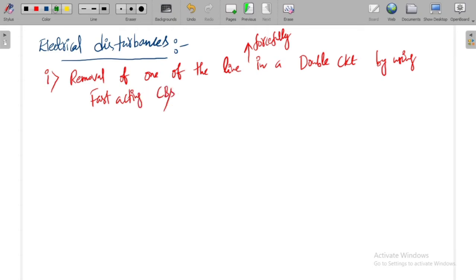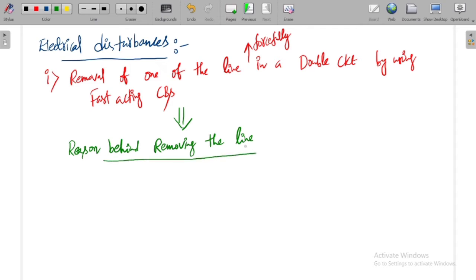First we will see what is the reason. If you understand the reason, then we can go for the actual discussion. So, the reason behind removing the line. First, if you understand this, you can understand why we are removing the line. Then we will see what happens when we remove the line, right?